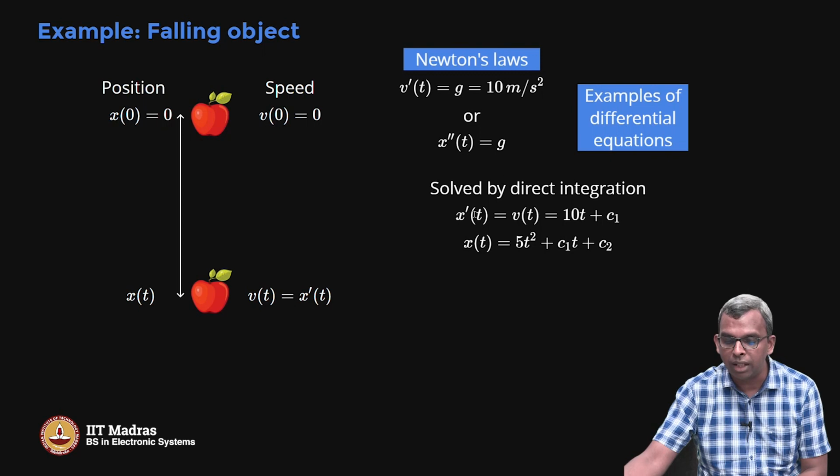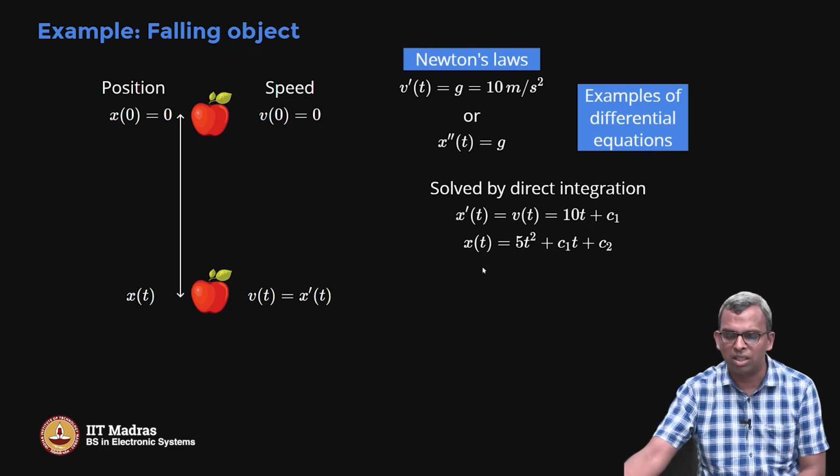And then what about x of t? You just integrate x prime of t again. If you integrate this, 10t will become 5t squared, c1 will become c1t, and then another constant c2 will also be added, right? So if you notice, this x of t satisfies both of these things. What is x prime of t? 10t plus c1. And then what is x double prime of t?